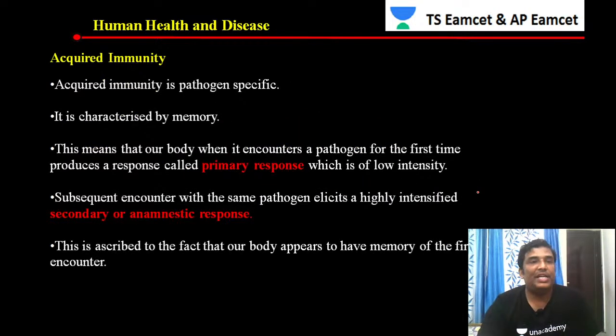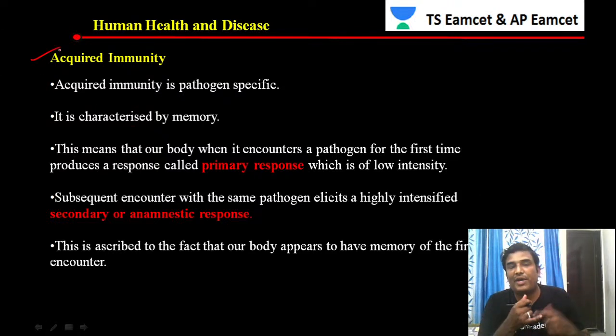So that is about the innate immunity. Now let us see the acquired immunity. Just now we have seen, immunity is of two types, that is innate immunity and acquired immunity. So we have seen innate immunity. The innate immunity is the immunity that is occurring in a person by birth.